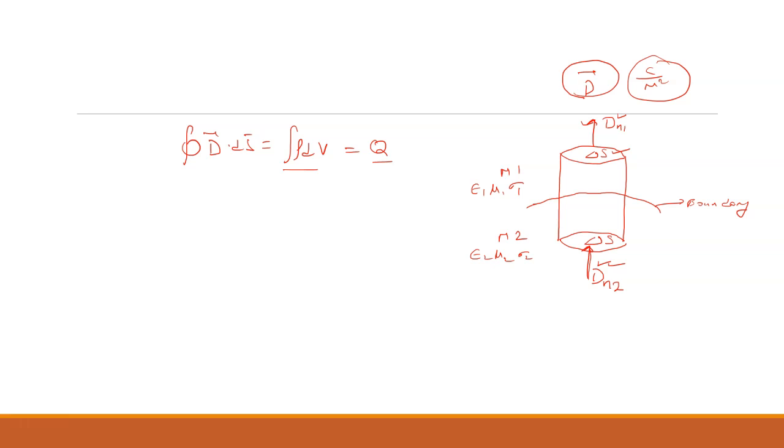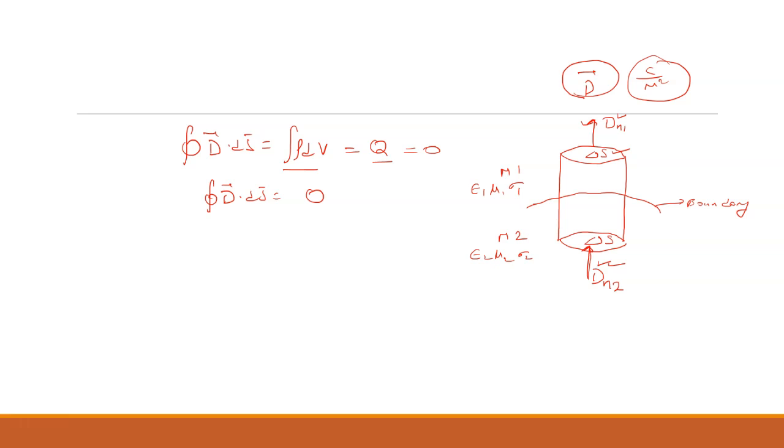Okay, the first case: if there is no charge at the surface, that is Q equals 0. Now if Q is equal to 0, then this equation will become the integral of D dot dS equals 0.